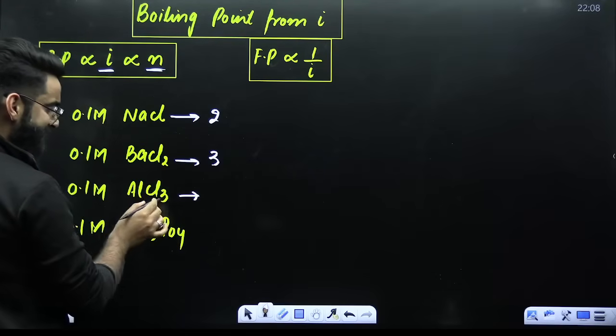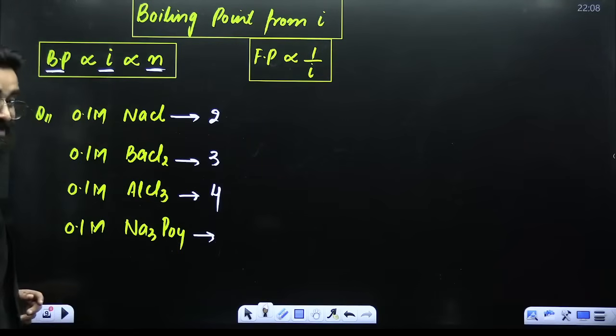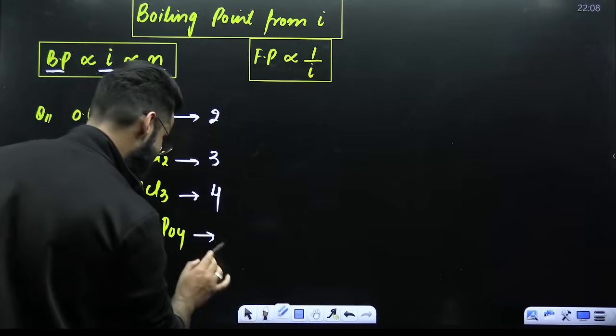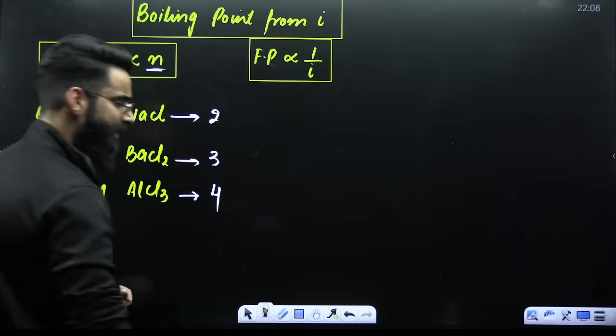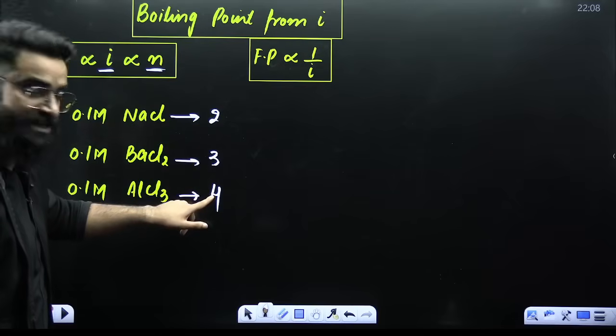AlCl3 will give 3 Cl negatives, 1 Al tripositive, 4 ions. And this will give how many exactly? Let me just erase this option. Let me keep only 3 options over here so that it'll be easier for you. So basically this is giving 2 ions, this is giving 3 ions, this is giving 4 ions.